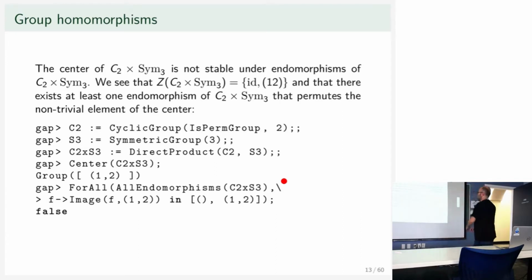So first of all, I define C2, then I define S3, then I define the direct product, and I compute the center. And you see that this is the center, precisely what I wrote here. And then I check if all endomorphisms are invariant or not, and the answer is no.